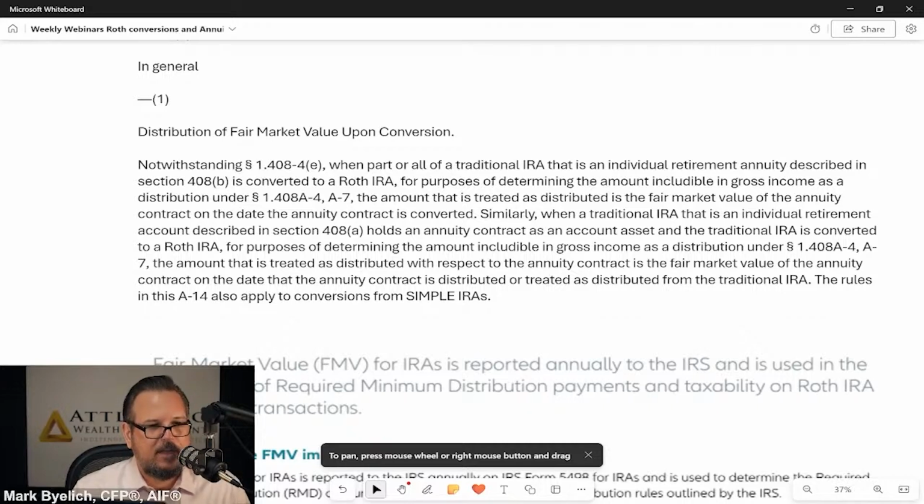Similarly, when a traditional IRA that is an individual retirement account described in section 408(a) holds an annuity contract as an account asset, and the traditional IRA is converted to a Roth IRA for purposes of determining the amount includable in gross income as a distribution under subsection 1.408A-4(a)(7), the amount that is treated as distributed with respect to the annuity contract is the fair market value of the annuity contract on the date that the annuity contract is distributed or treated as distributed from the traditional IRA. So that's a very technical way of saying what I just said.